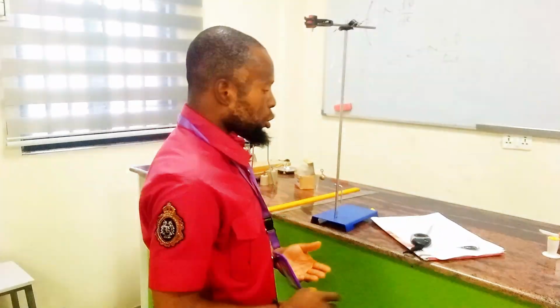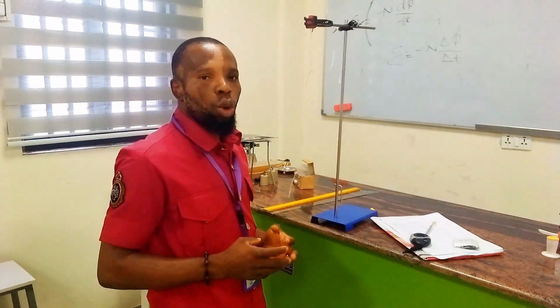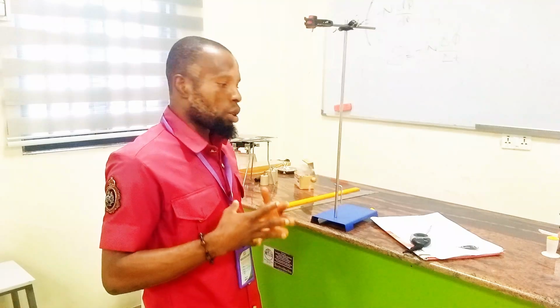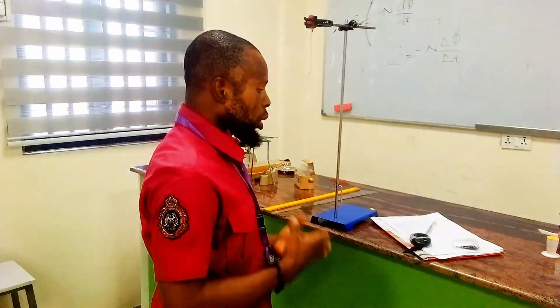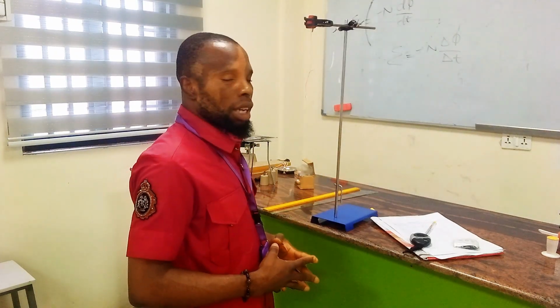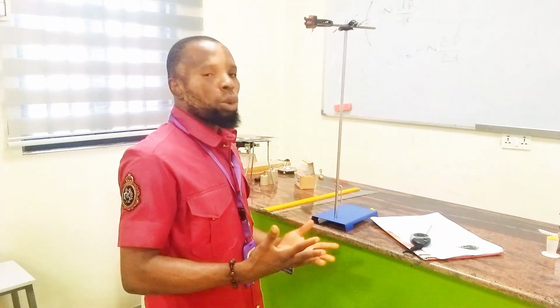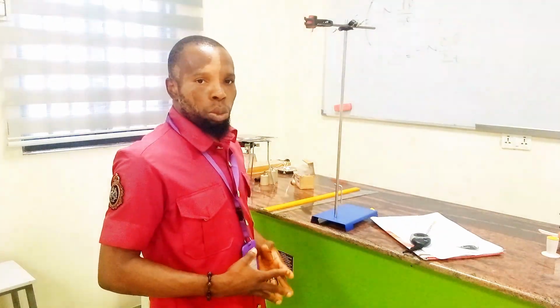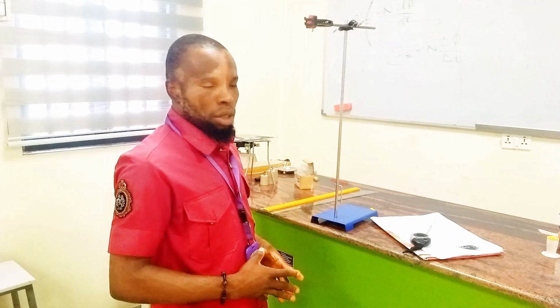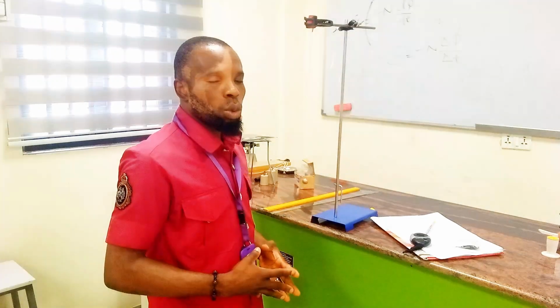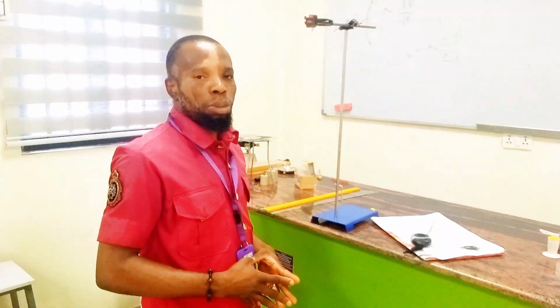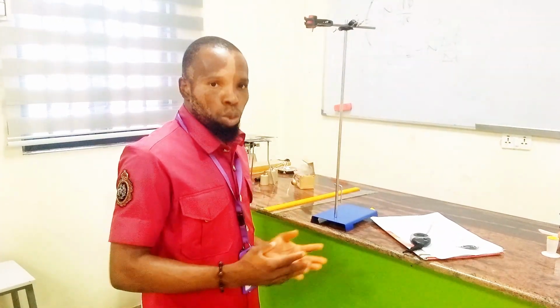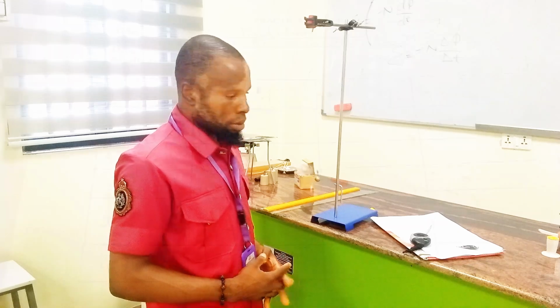So after carrying out this procedure, the next thing is for you to compute your values. After computing your values, you plot a graph of L against T square. By so doing, you'll be able to take your slope, which is going to give you a straight line graph. So after plotting out your values, you will be able to find the acceleration due to gravity g for the simple pendulum using the formula which I'll be showing us shortly.